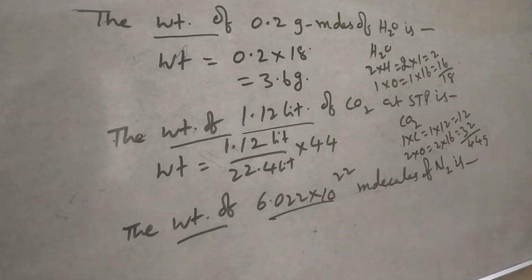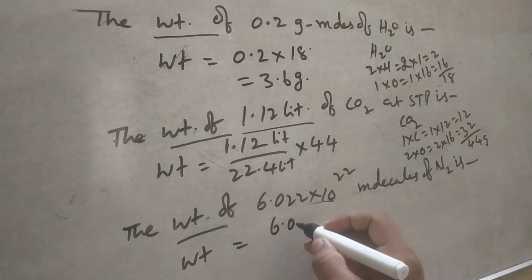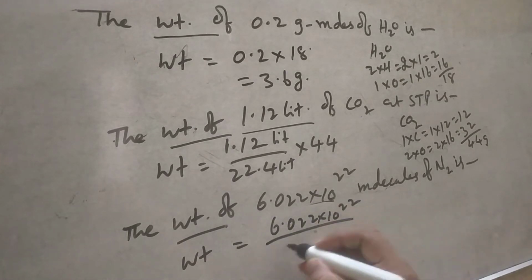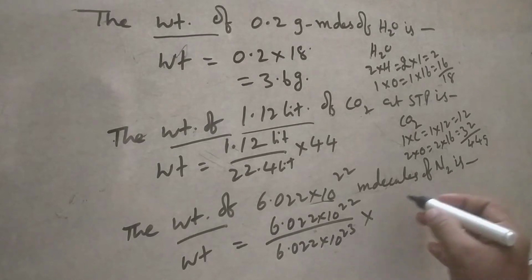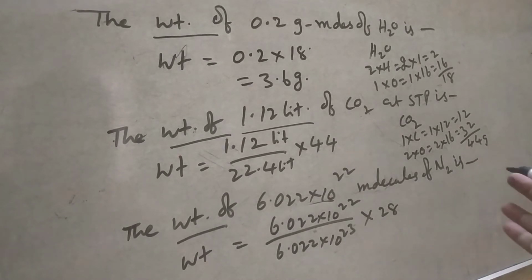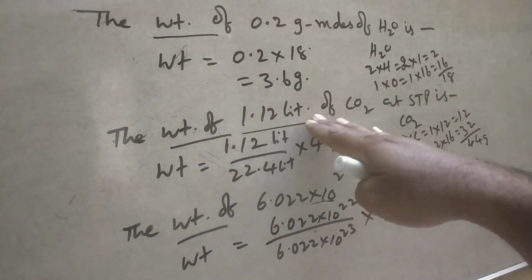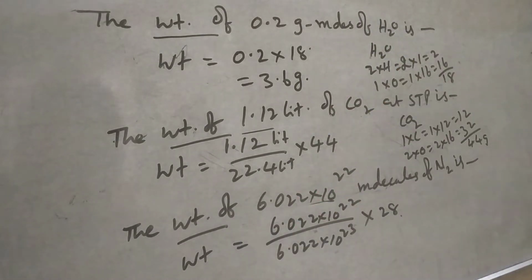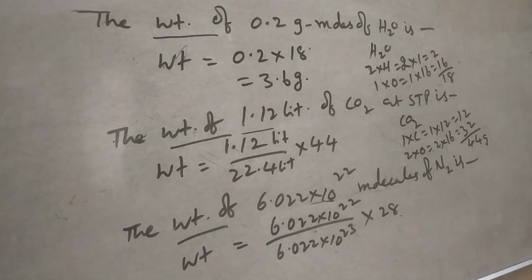Similarly, suppose you want the mass of these molecules. The mass of these N2 molecules is the given molecules, 6.022 into 10 to the power of 22, divided by Avogadro number 6.022 into 10 to the power of 23, into the mass of nitrogen, that is 28, because nitrogen is 14 plus 14, which is 28. So like this you have to calculate. This is the relation for how to calculate the mass if moles, volume, or atoms are given, the mass of the respective substances.